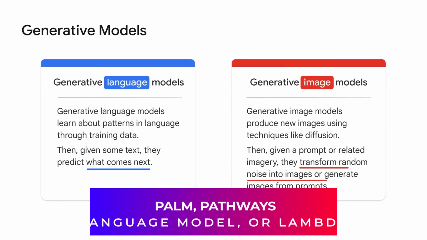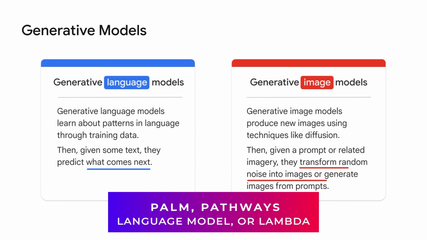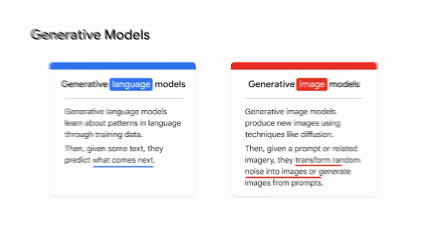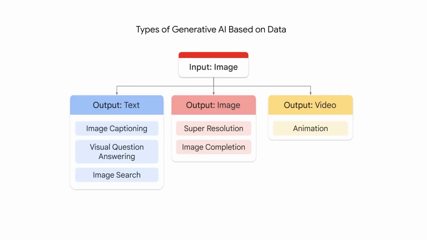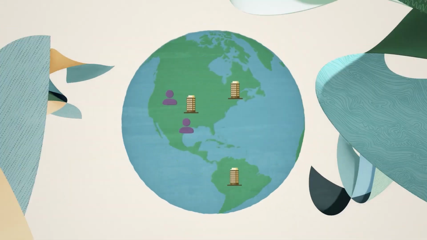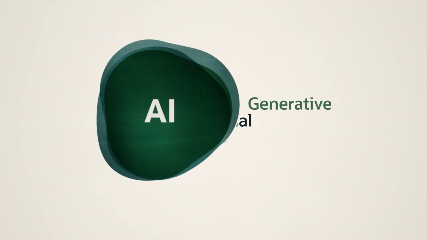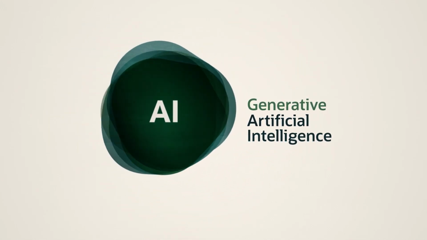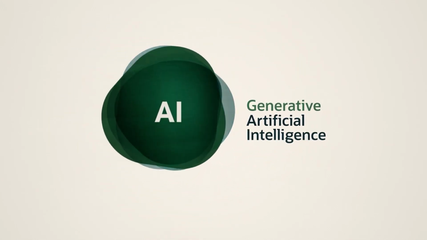Models like PaLM, Pathways Language Model, or LaMDA, Language Model for Dialogue Applications, are storing in the vast internet data, churning out foundation language models ready to answer your questions like a wise oracle. Ask, "What's a cat?" and watch the AI weave an intricate tapestry of feline wisdom. Now, let's cut the tech jargon and get down to the essence of generative AI. It's a marvel, a digital Picasso.